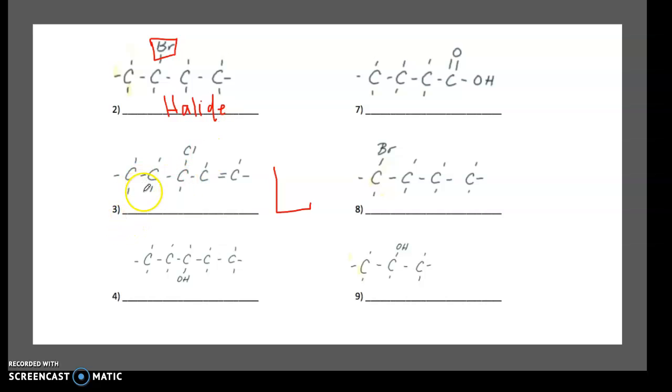Alright, if I go to number 3, even though this is an alkene, because I have this double bond right here, I still have this Cl that's attached to my organic molecule. So if I had to identify the functional group, if I have a Cl attached to it, that means this is also a halide, because Cl is part of the halogen family, group 17.